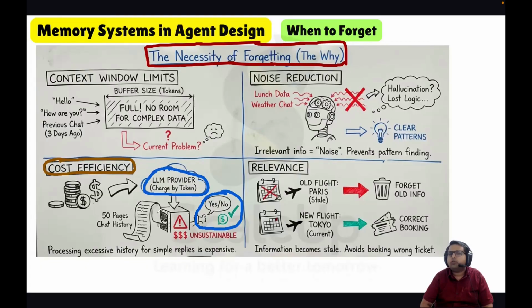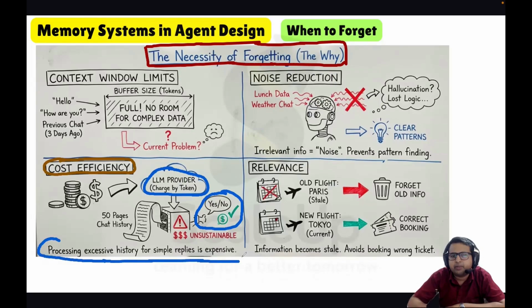So we have to forget noise and irrelevant data, so that we can get rid of unnecessary tokens and save money, save dollars. Processing excessive history for simple replies can be very expensive, and we should avoid that.